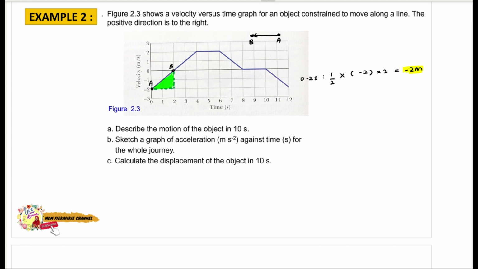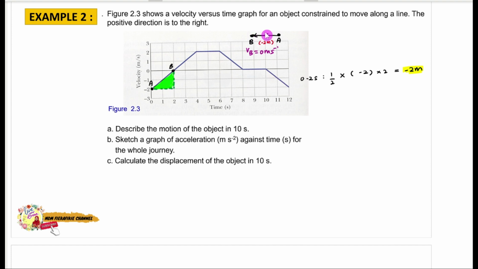Okay, maknanya dekat point B ni dia stop sekejap. So sejauh mana? Sejauh negative 2 meter. To the left, right? So negative 2 meter. And look at here, at this point, at point B, dia berhenti sekejap. Lama ke dia berhenti? Sekejap sajalah. A to B. Okay, from here, start from A, negative 2 meter per second, and then slowing down, negative 1. Okay, still to the left, and then reach 0 meter per second, and then dia akan patah balik.